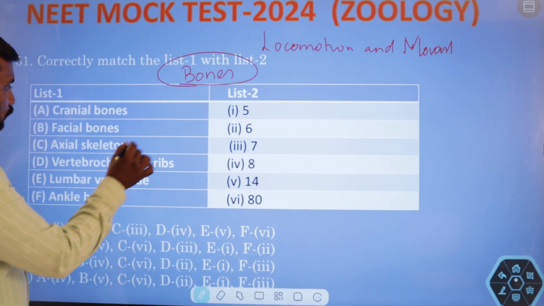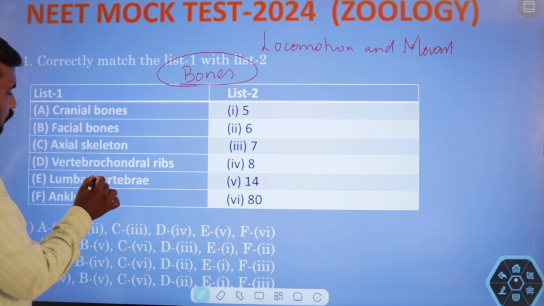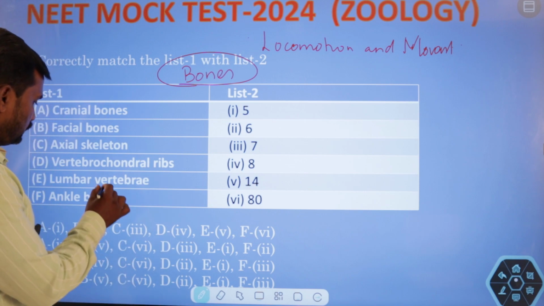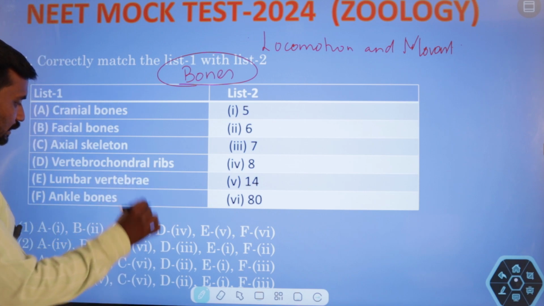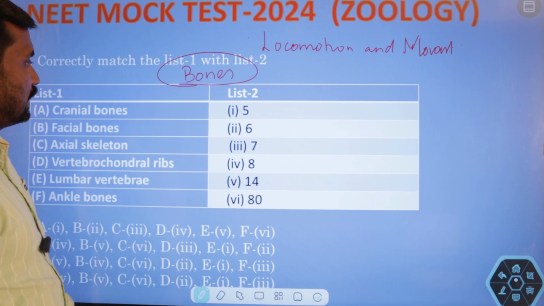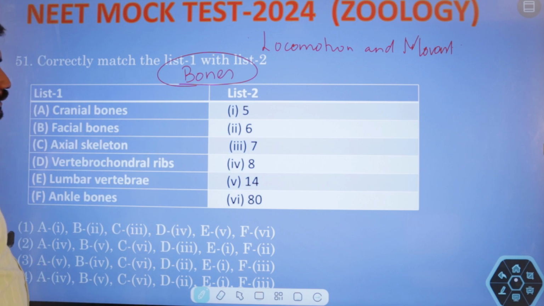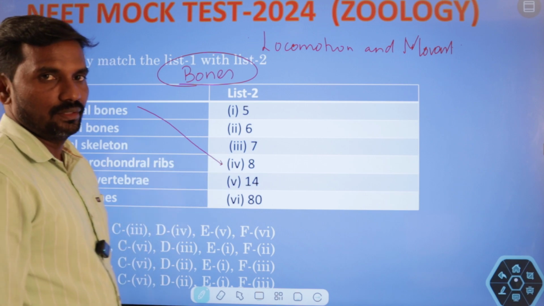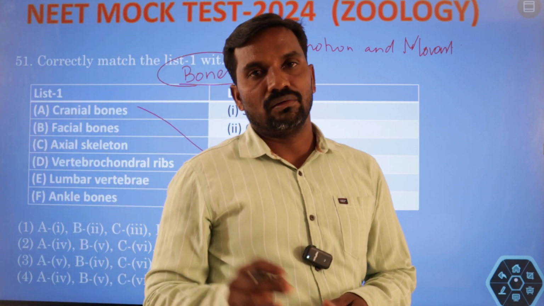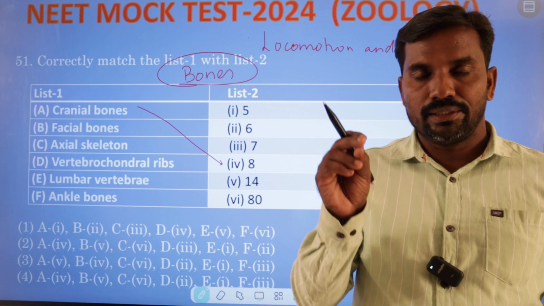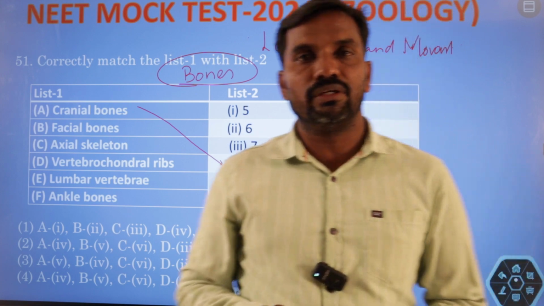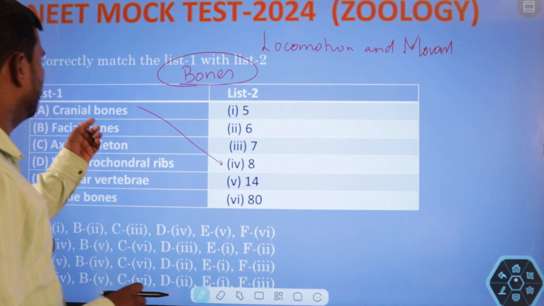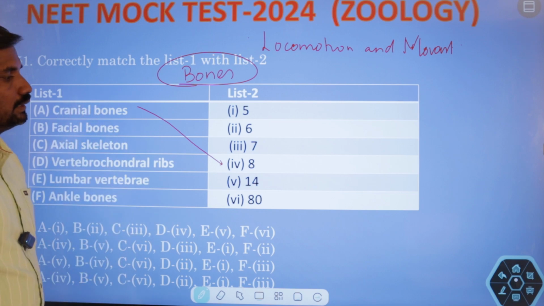Cranial bones, facial bones, axial skeleton, vertebrochondral ribs, lumbar vertebra and ankle bones. Starting with the first one, cranial bones, the total number is 8. Only for the cranium they are going to ask. Cranium plus facial together is 22. They ask cranial separately and facial separately.